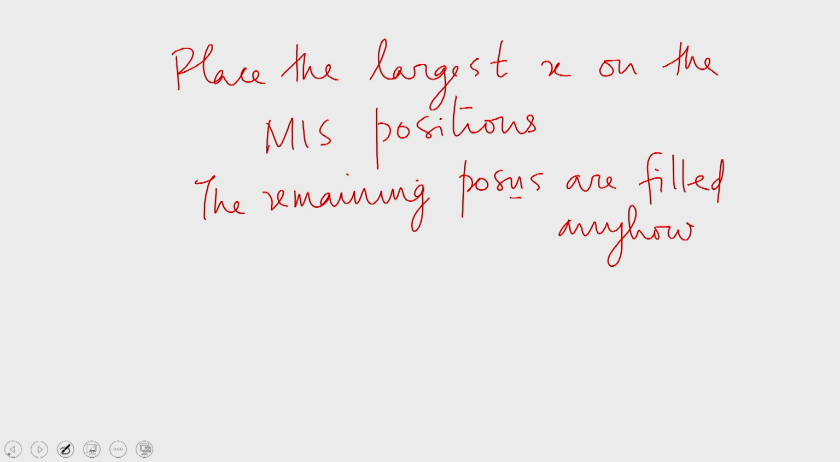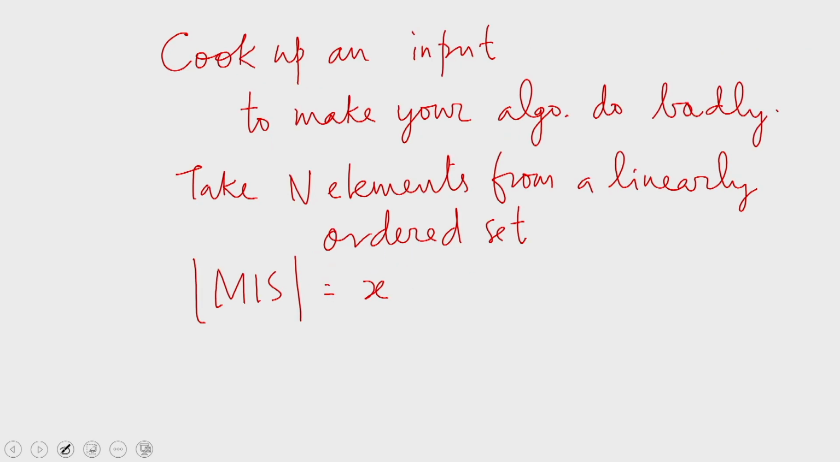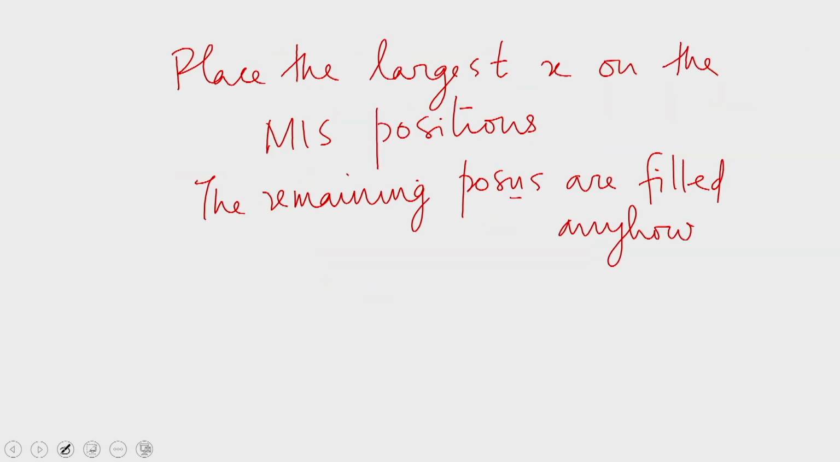What this means is that in our example, the maximal independent set consists of vertices 1 and 2, and we take an input of size 6, some 6 elements that are linearly ordered, and then we place the largest 2 elements at positions 1 and 2. The remaining 4 elements are placed at positions 3, 4, 5, 6. So, in general, what would this ensure? On this input, now we run your algorithm.